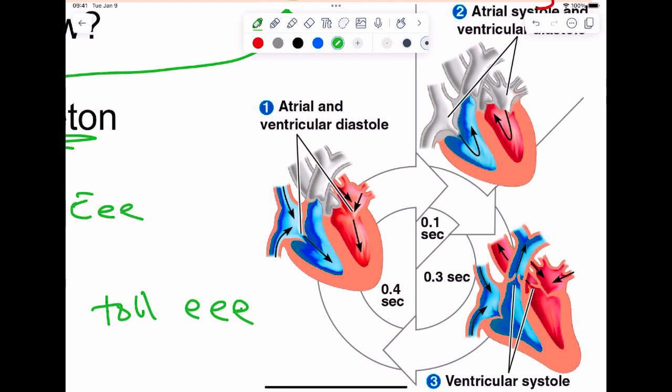The catch is, what I didn't bring up last time, is blood in your arteries is then going to try and come back down. Well, that's the wrong direction. Blood's not supposed to go that way. So we have your semilunar valves that will slam shut and not let blood go from arteries to ventricles. That is the second sound that you hear. Those valves slamming shut. And those are deemed dub.